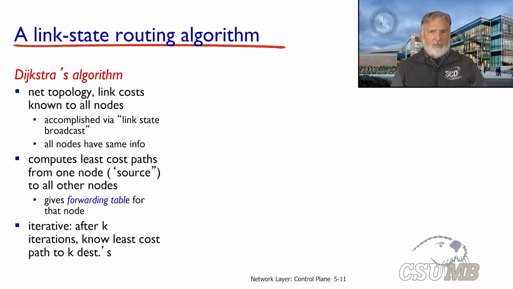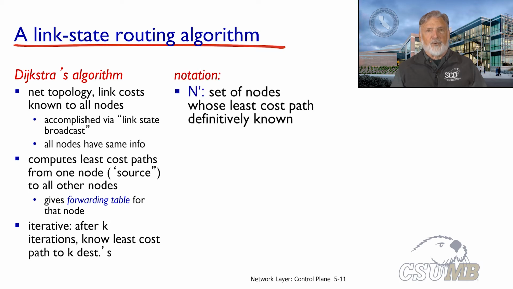To describe the algorithm formally, we use a specific notation. We have a set of destination nodes N. When we have found the least cost path for each one of these nodes, we move it to another set, the visited set, called N prime.